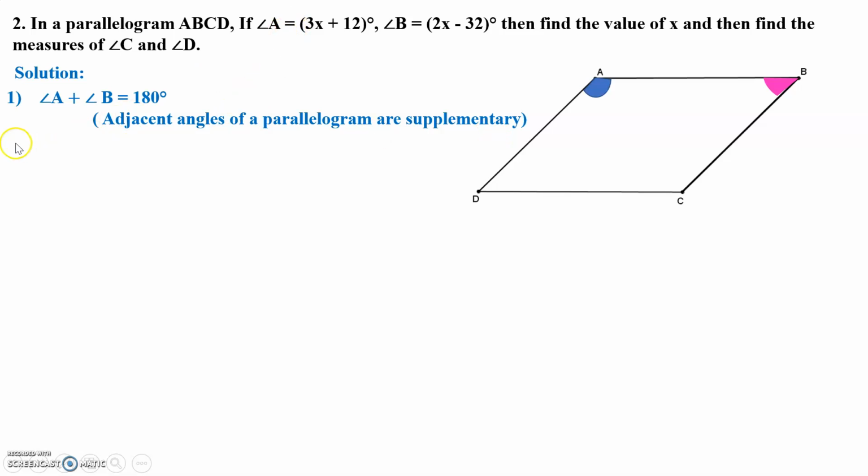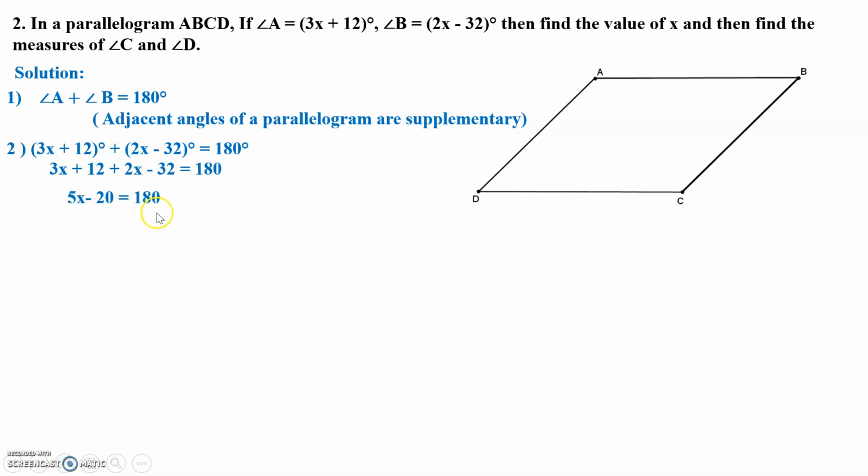Now let us substitute: 3x plus 12 degrees plus 2x minus 32 degrees is equal to 180 degrees. Next step, you open the brackets. Okay, now 3x plus 2x will be 5x minus 20 is equal to 180. So 5x will be 180 plus 20, equal to 200. So we get the value of x as 40 degrees. x will be 200 upon 5, that is 40 degrees. Now we have got the value of x, the first. Then we have to find measure of angle C and measure of angle D.